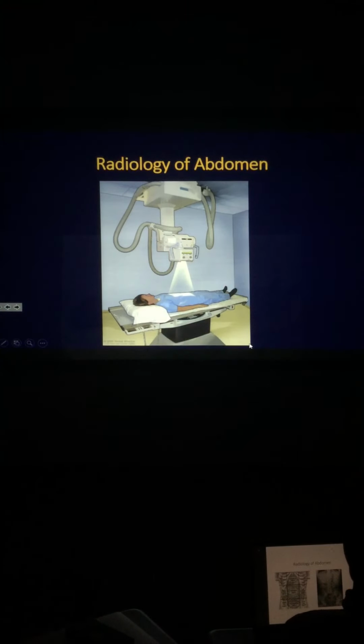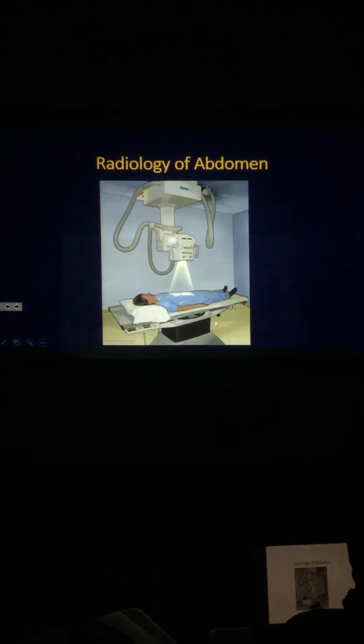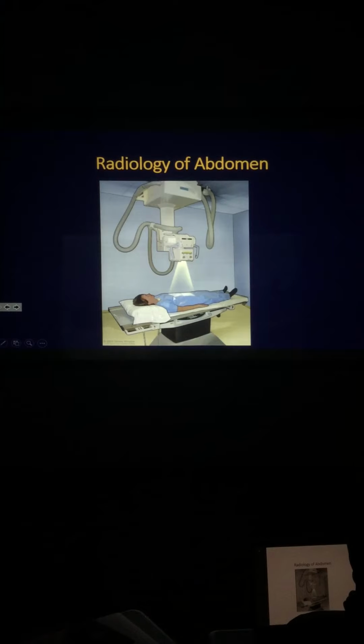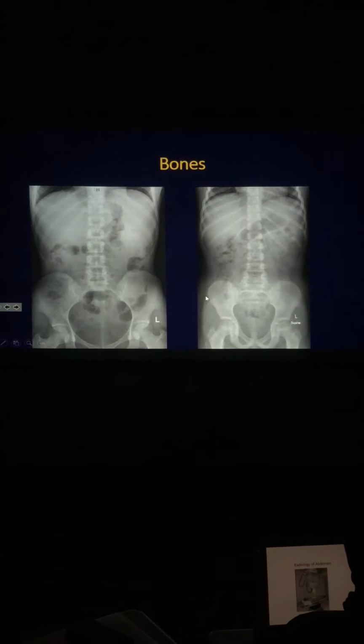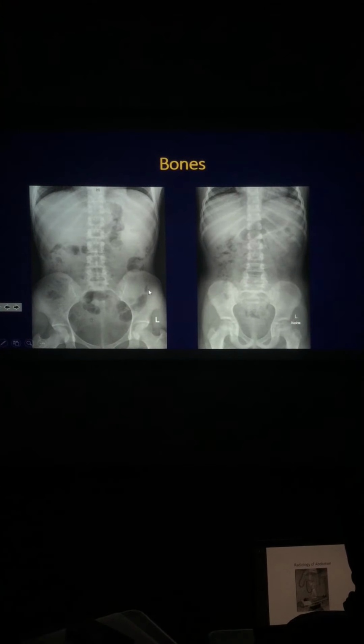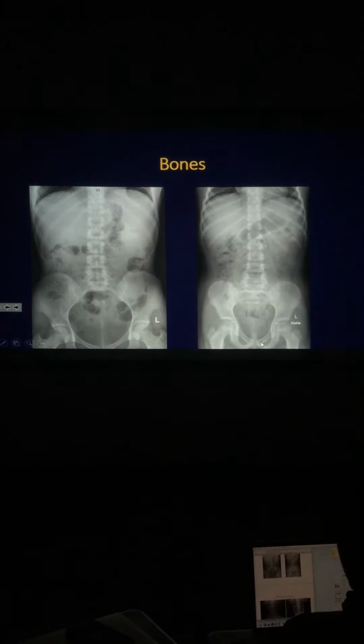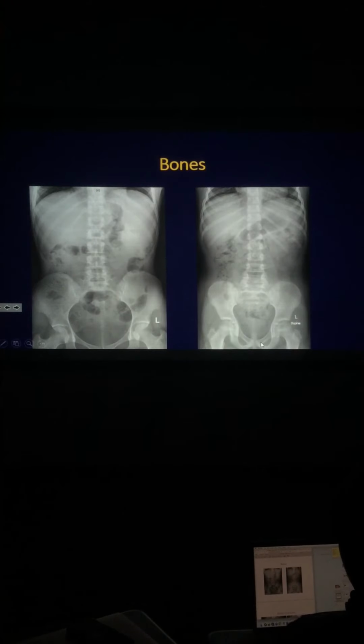So how is the abdomen X-ray done? This is the way an abdomen X-ray is carried out. Here you can see the X-ray beam, and the patient lies down in a supine position, and the X-ray is taken this way. And here you get an X-ray of this quality. By looking at the pelvis, you can know whether this is a female pelvis, which is roundish, or a male pelvis, which is triradiate. This is the way you distinguish between a male and female patient.